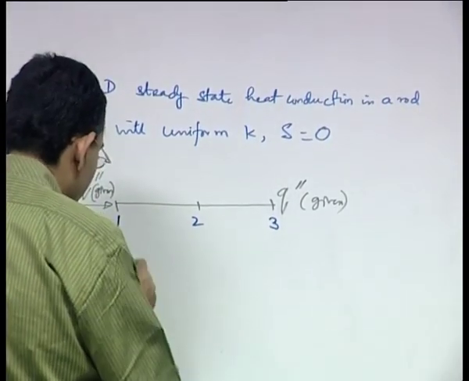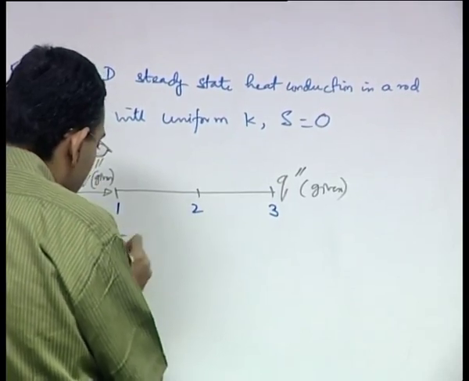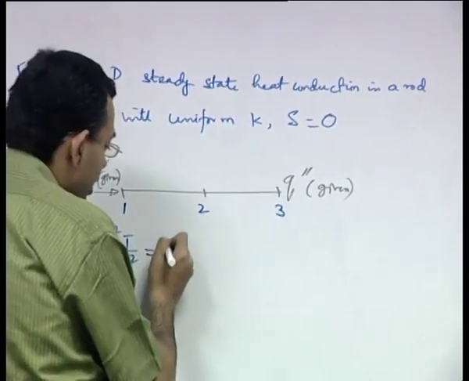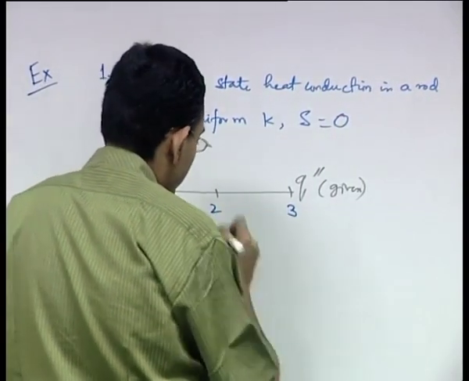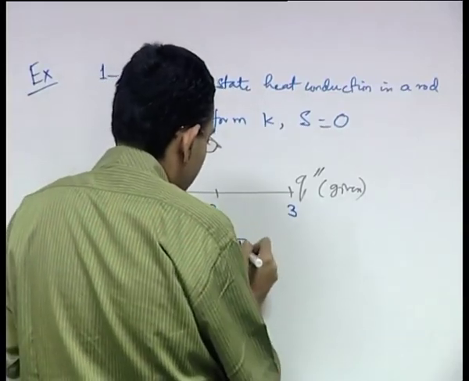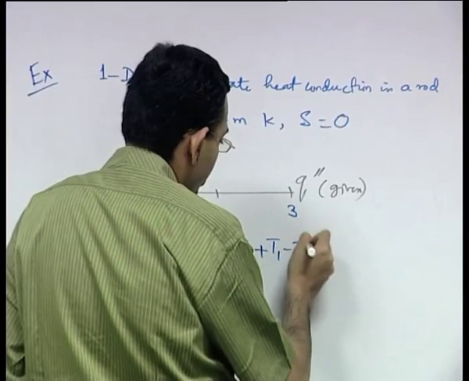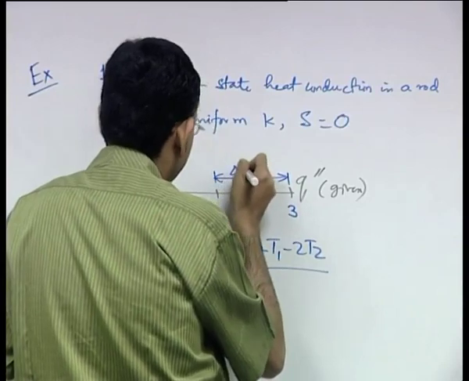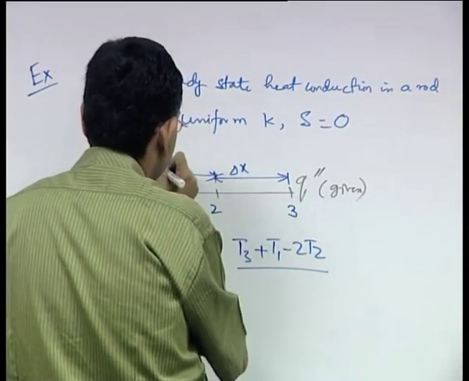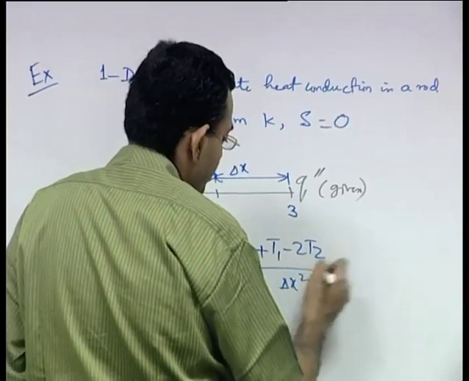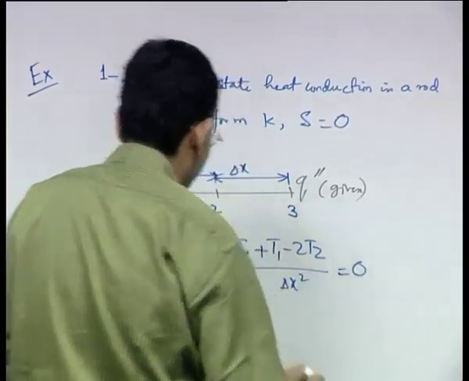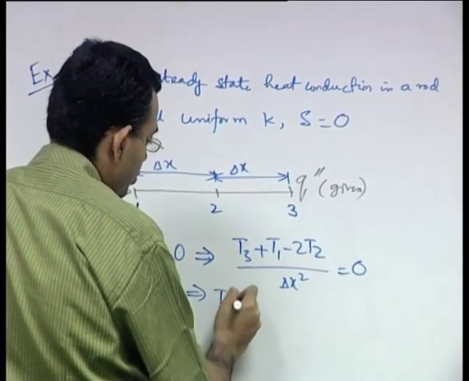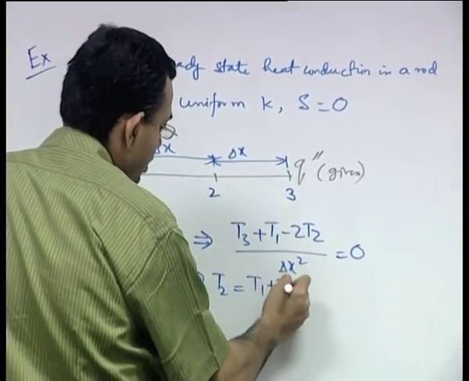So, for the grid point 2, we have done it a few times earlier. So, let us quickly try to do it. The governing equation is d2T/dx2 equal to 0. So, if you use a central difference, then (T3 plus T1 minus 2 T2) by, if you call this as delta x, this as delta x, by delta x square, that is 0. So, you have T2 is equal to (T1 plus T3) by 2.